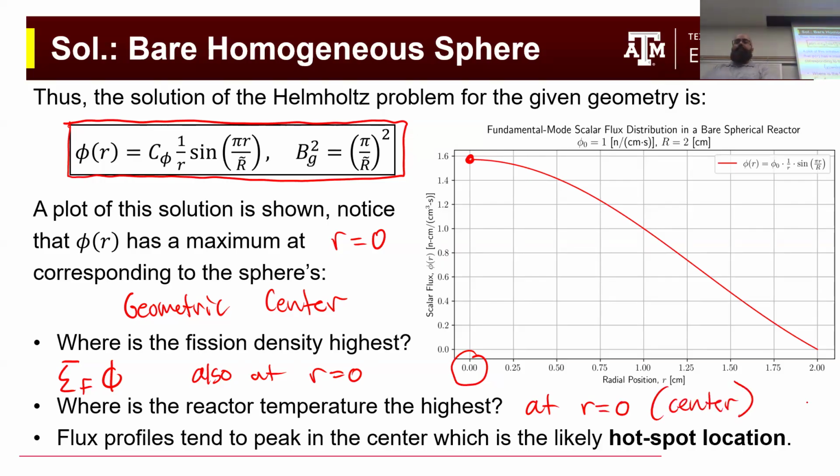So it's going to be the same conclusion for all of these fundamental mode eigenfunctions for simple geometric shapes. 0 is going to be where the highest flux is. That's going to mean that's where the highest temperature is. So if you have a simple geometric reactor, the center is where you've got to be worried about melting your fuel because that's where the flux is the highest.